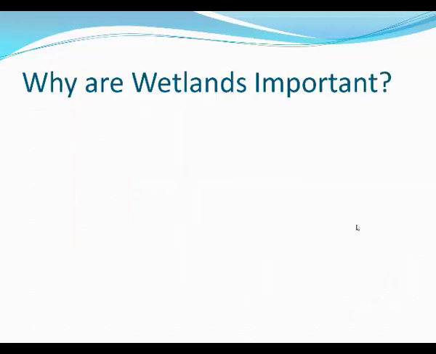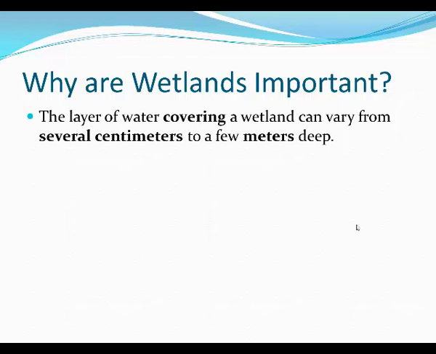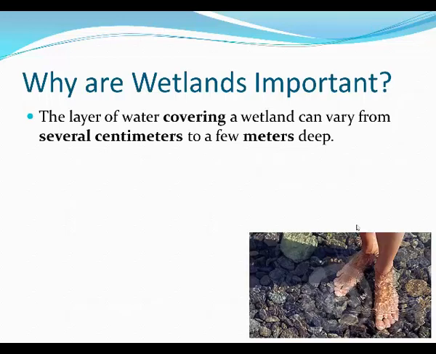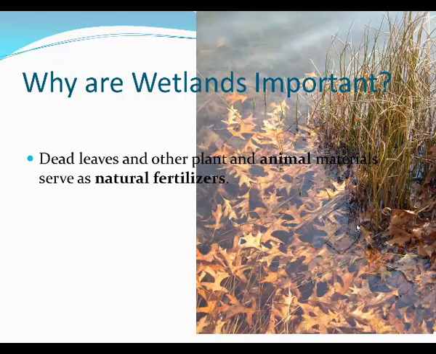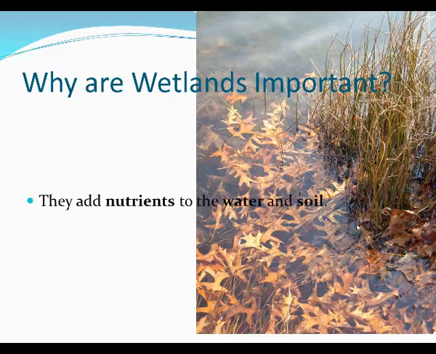So why are wetlands important to us? The layer of water covering a wetland can vary from several centimeters to a few meters deep. Dead leaves and other plants and animal materials serve as natural fertilizers in that environment, so they supply nutrients to the environment as a whole. They add those nutrients to the water and to the soil, where plants can then reuse them and grow.